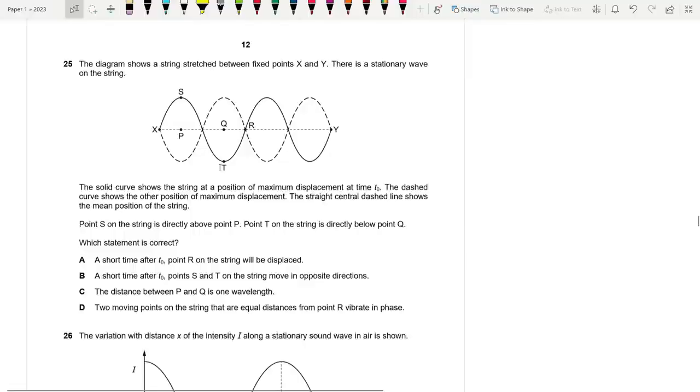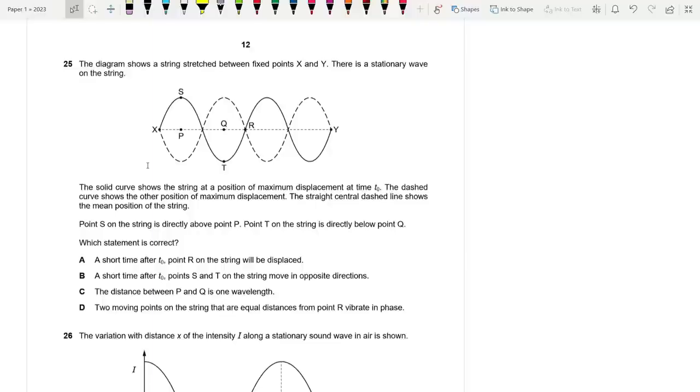25. The diagram shows a string stretched between points X and Y. There is a stationary wave on the string. The solid curve shows the string at a position of maximum displacement at time t naught. The dashed curve shows the other position of maximum displacement. The central dashed line shows the mean position of the string. Point S on the string is directly above point P. Point T on the string is directly below point Q. Which statement is correct?